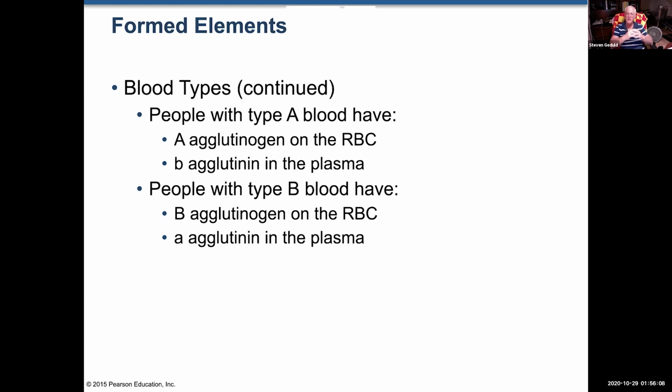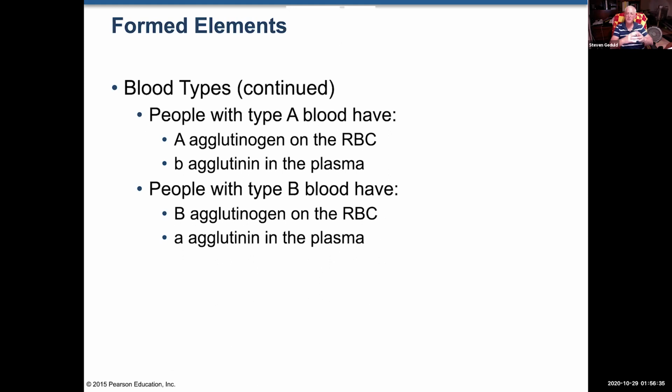So if you're type A, you have surface antigen A on your red blood cell, and you have antibody B circulating in your plasma, which means if there's a B surface antigen, your antibody is going to find it, bind to it, mark it, a little flag goes up, and your body is going to destroy it. It's going to see it as foreign. Is that making sense?